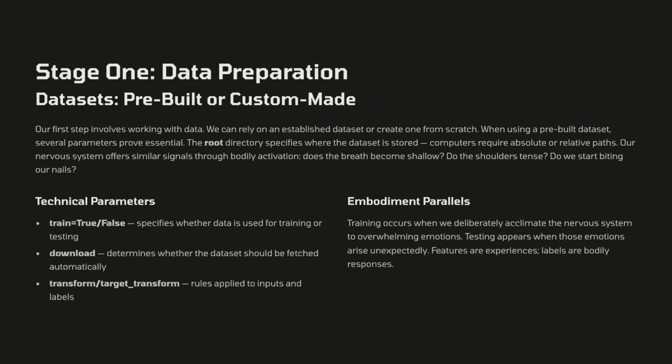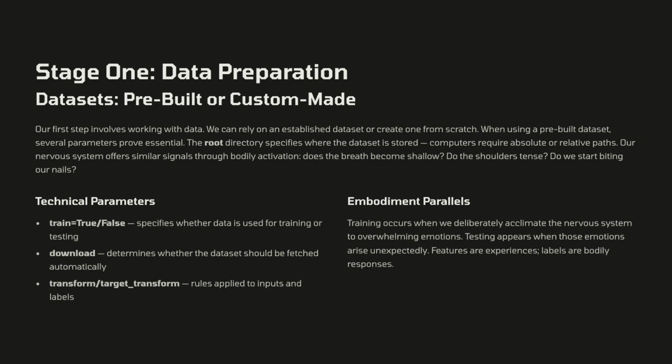Our nervous system offers similar signals through bodily activation. Does the breath become shallow? Do the shoulders tense? Do we start biting our nails? Train equals true or false, specifies whether the data is used for training or testing. Training occurs when we deliberately acclimate the nervous system to overwhelming emotions. Testing appears when those emotions arise unexpectedly. Download determines whether the dataset should be fetched automatically if missing locally.